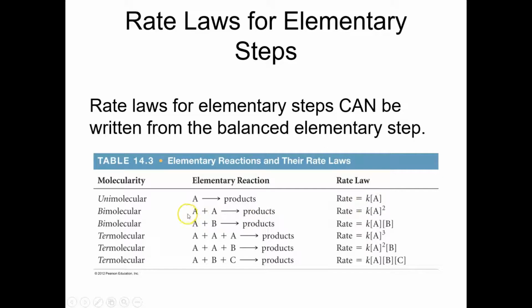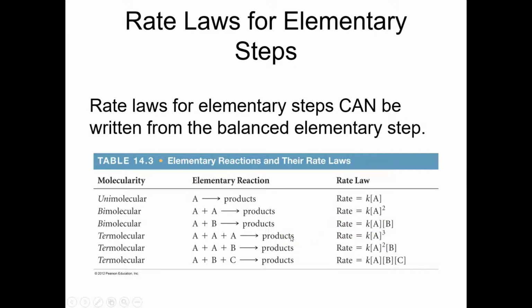Therefore, it's going to be first order in that reactant. I could have 2 different possibilities of a bimolecular reaction in which 2 molecules of A give me products. In that case, the rate law for that elementary step would be k times A squared, corresponding to the molecularity of the reaction. Or I could have A plus B going to products, in which the rate law for that elementary step would be first order in A, first order in B.